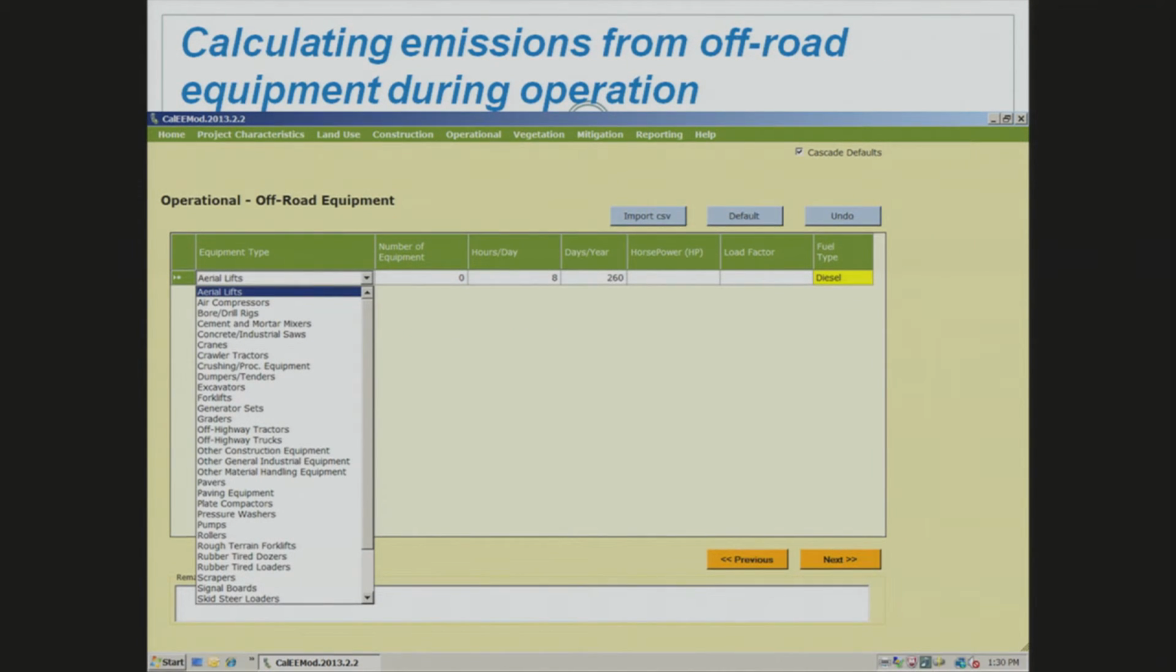Okay. We had to create a whole new page for the off-road equipment used during operation. So you'll see a listing. This is not automatically defaulted, I should say. So it would force the user to go into that page if you happen to have a piece of off-road equipment used during operation, pick that piece of equipment, and decide how many pieces you're going to be using, how many hours a day, etc. It will automatically default the horsepower and the load factor based upon the higher activity bin coming from the CARB database.